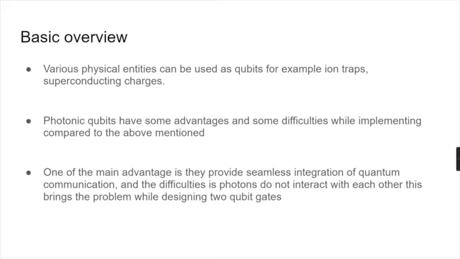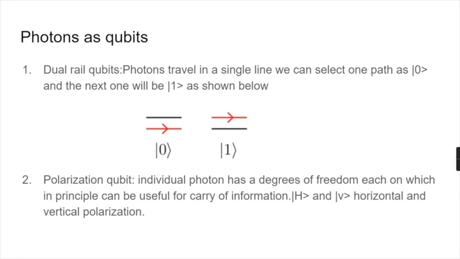The main difficulty of photons is that they do not interact with each other. This is one of the major difficulties. This will be a huge problem while implementing the 2 qubit gates. In this we will discuss some of the 2 qubit gates and single qubit gates implementation.